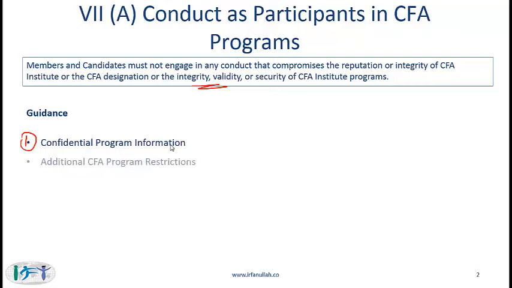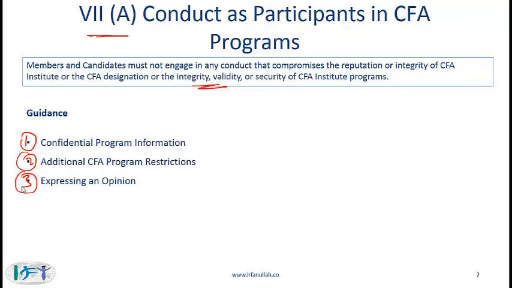In fact, during the exam or before the exam, you go through several rules and you are told what you are allowed to do and not to do. You need to follow those instructions very carefully. There might be additional restrictions. For example, you are only allowed to use two calculators, the HP and the BA2+. If you try to violate those restrictions, that would be a violation of Standard 7A.